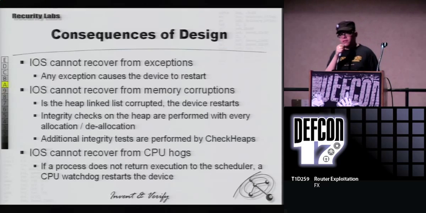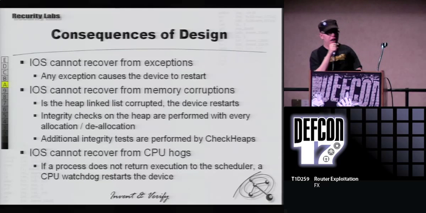So the consequences is it cannot recover from exceptions. If anything goes wrong, like if you have a divide by zero or something, your box literally does the equivalent of blue screening. It cannot recover from memory corruptions. If something in the heap is corrupted, it takes down the whole thing. Like you can't actually fix that anymore.